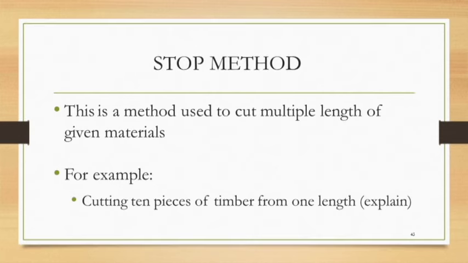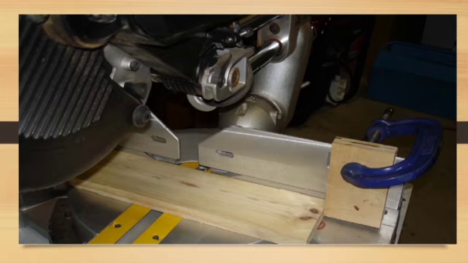Then the last 2 methods that we said we'll look at, the first one is going to be your stop method. We are not talking about the stop sign that you normally know, it is a totally different concept that you have to know. So you will use this method to cut multiple lengths of a material. It will depend which material you are going to have, either timber or steel.